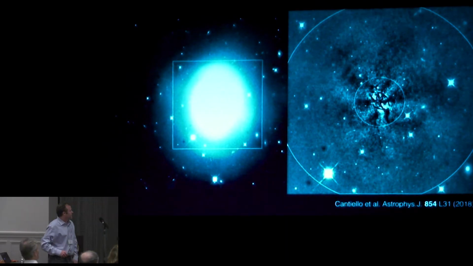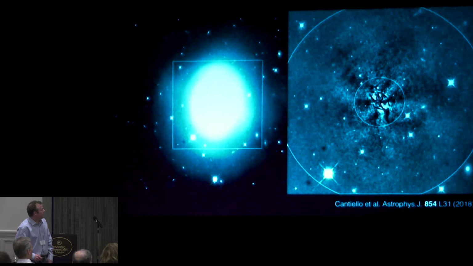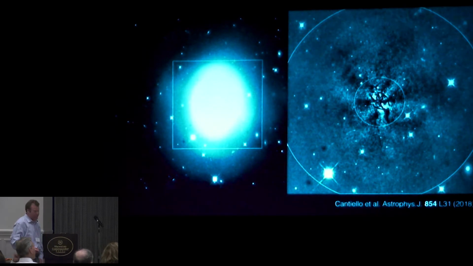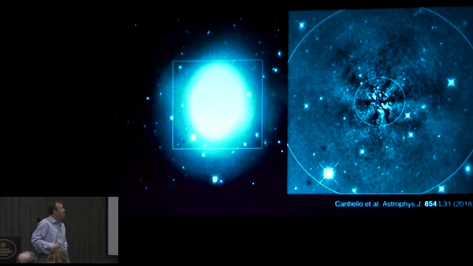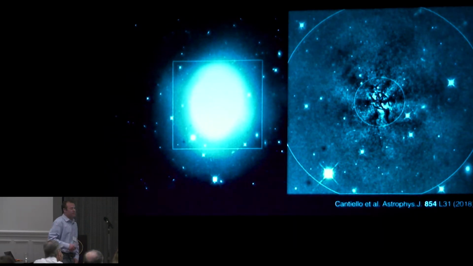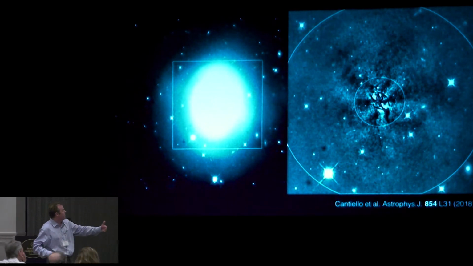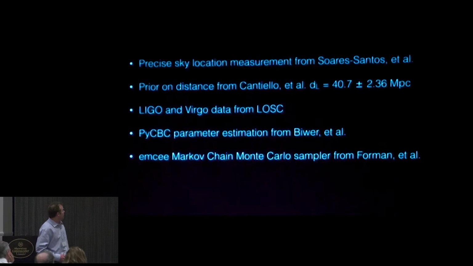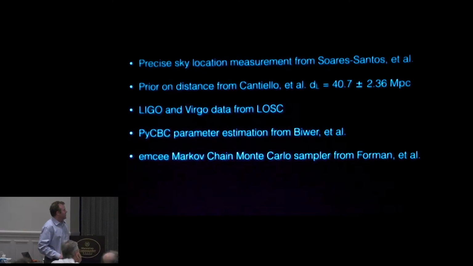But recently, there's been this very nice paper from Cantiello et al., which used surface brightness fluctuations of NGC 4993, the host galaxy of GW170817. Basically they look at the power spectral density of these fluctuations as a standard calibrated distance ladder to get a very precise measure of the distance of the galaxy. And they measured this at 40.7 plus or minus 2.36 megaparsecs.